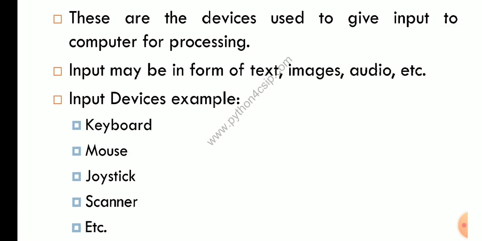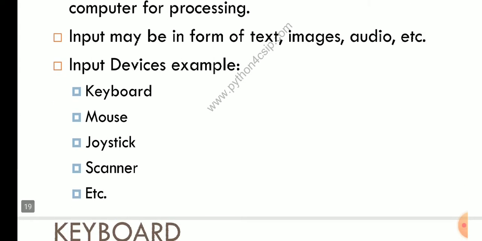Now we'll be seeing a few examples of input devices. The input devices are keyboard, mouse, joystick, scanner. Apart from that, can anyone tell me any other input device used in a computer? Yes, of course, webcam and mic. All those will be called input devices: keyboard, mouse, joystick, scanner, microphone, that is our mic, and webcam.